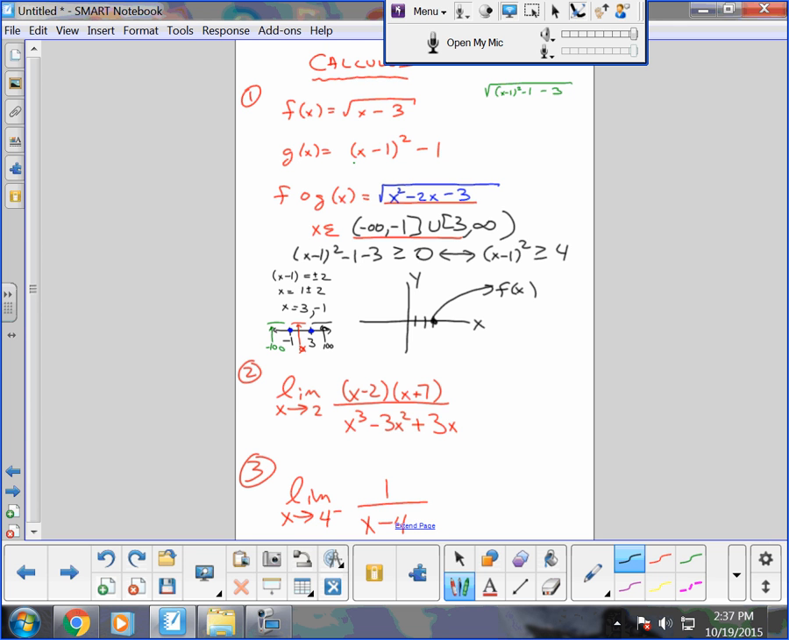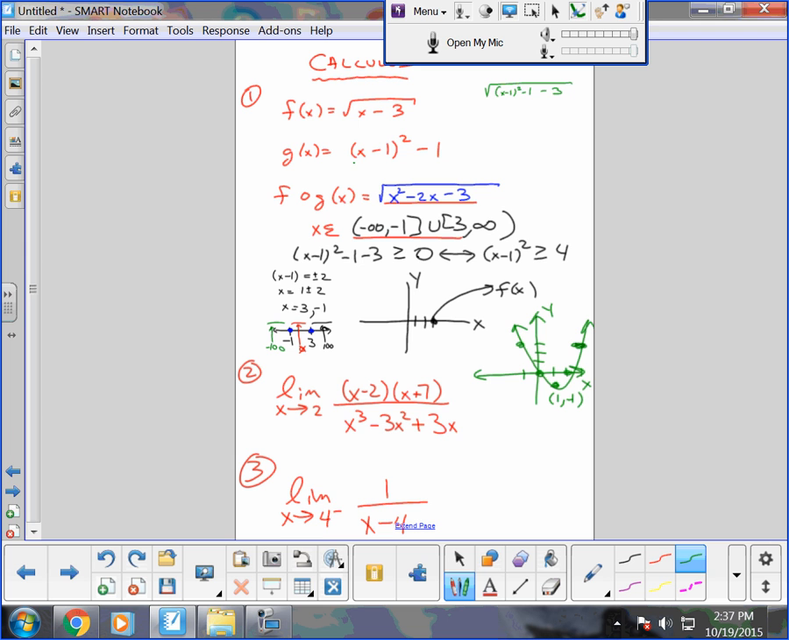Does everybody agree that g of x, 1 over, 1 down, that g of x, if I graph it, is a parabola. It looks like that, with a vertex of 1, negative 1 at the bottom. That's the vertex.